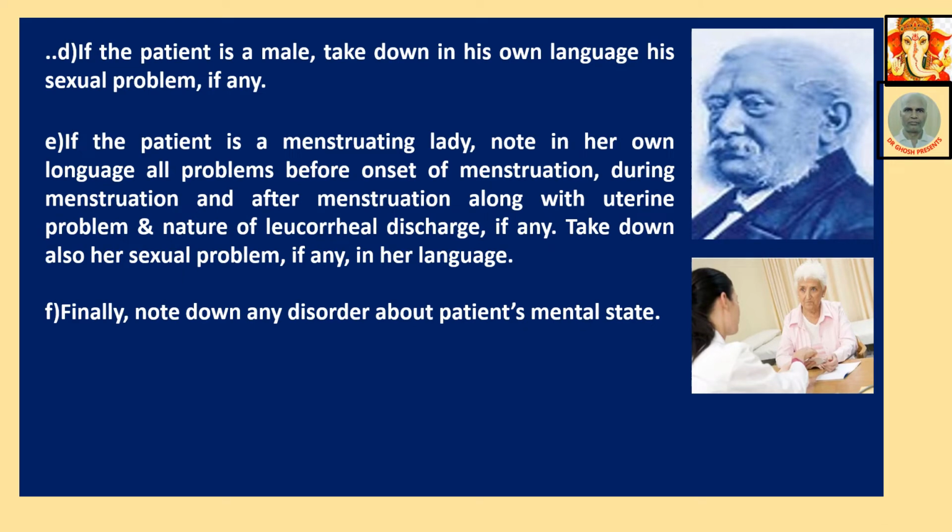D, if the patient is a male, take down in his own language his sexual problem, if any. If the patient is a menstruating lady, note in her own language all problems before onset of menstruation, during menstruation, after menstruation, along with uterine problem and nature of leucorrheal discharge, if any. Take down also her sexual problems, if any, in her language. Finally, note down any disorder about the patient's mental state.